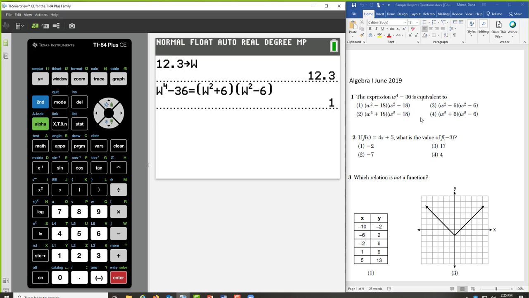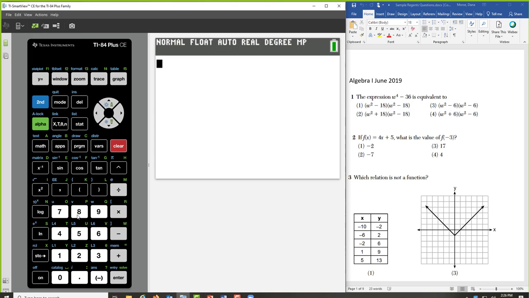I already know that I'm starting off on a good foot. You'll see time and time again these equivalent to type problems can easily be handled with the little store and test feature. Okay?